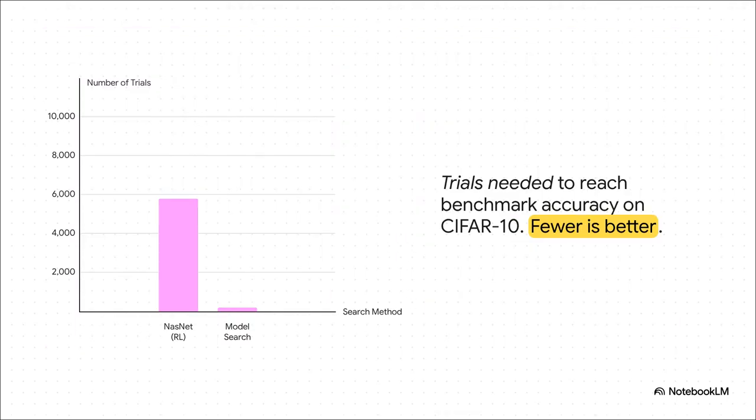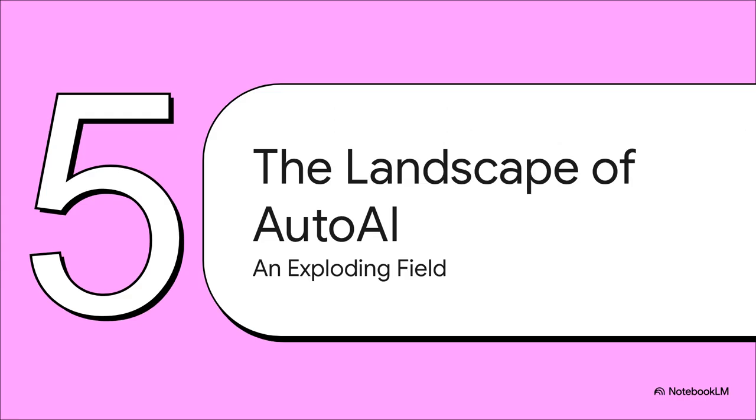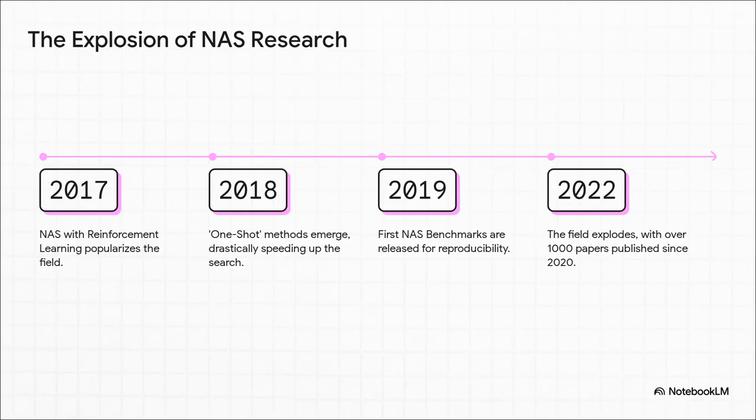And you don't have to take my word for it. The numbers are just jaw-dropping. To hit that same performance benchmark, the original brute force method had to test almost 6,000 different models. The new, smarter approach? It only needed to try about 200. That is a gigantic leap forward in efficiency. And it's these kinds of efficiency gains that took neural architecture search from being this niche, super expensive thing only a few labs could do, and turned it into a booming field that's now a fundamental part of automated machine learning.